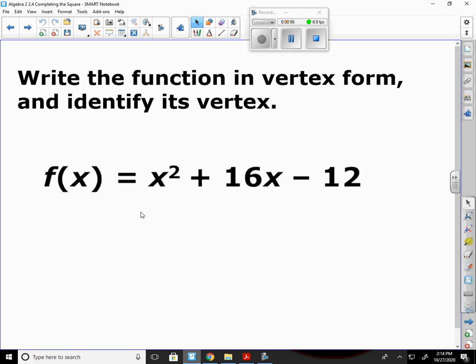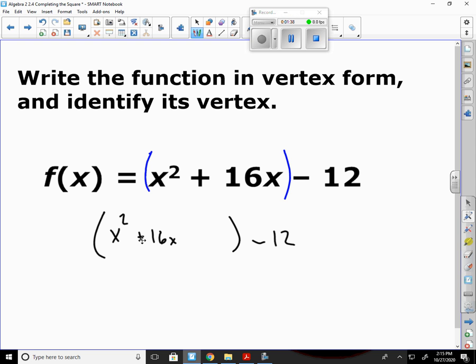So we have this function and it wants us to write it in vertex form and identify its vertex. The first step here is to separate this function out. We're not going to set it equal to 0 or anything like that. We're just separating it, breaking it up. So now I'm going to do x squared plus 16x, and I'm going to give it some room, minus 12. Now we're going to complete our square to finish this out inside of here.